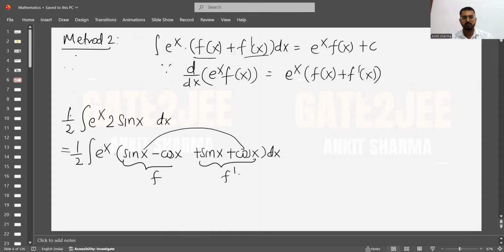Sine's derivative is cos, and minus cos gives plus sine. So this turns out to be the derivative. So you directly get e power half into e power x, and then sin x minus cos x plus c. So that's method 2.